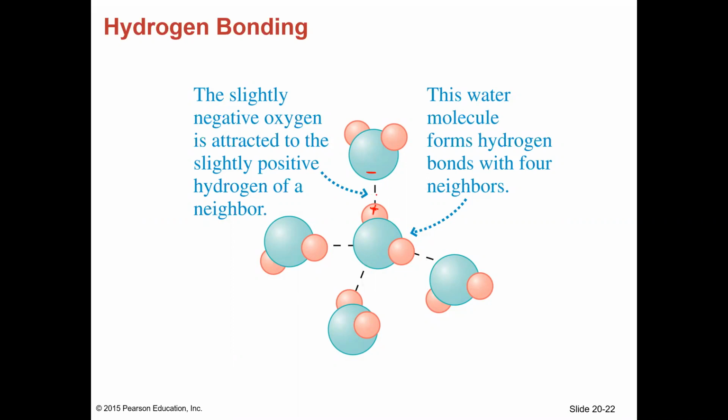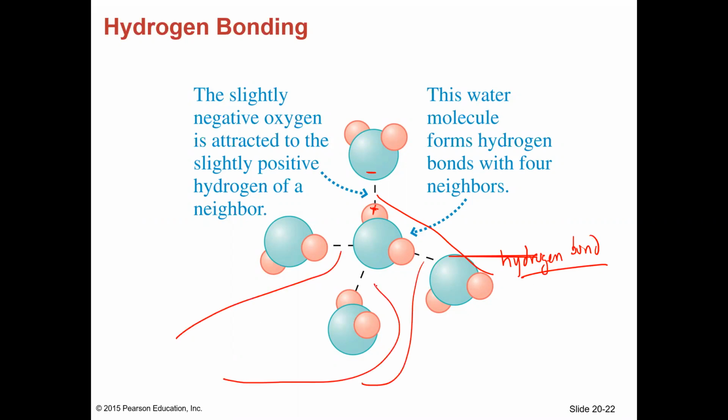So this is a hydrogen bond. Okay, so you have a hydrogen bond here, hydrogen bond here, hydrogen bond here. So hydrogen bonds are formed by binding this positively charged hydrogen atom with the negatively charged oxygen atom.